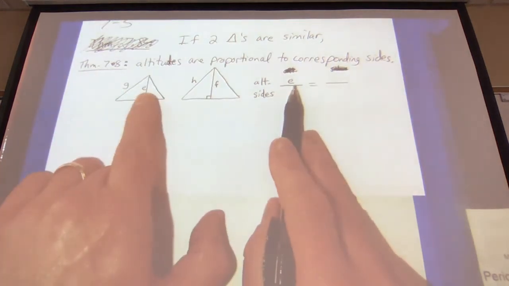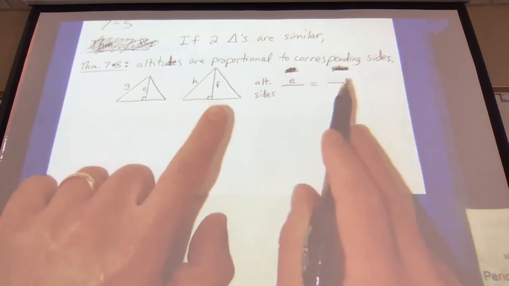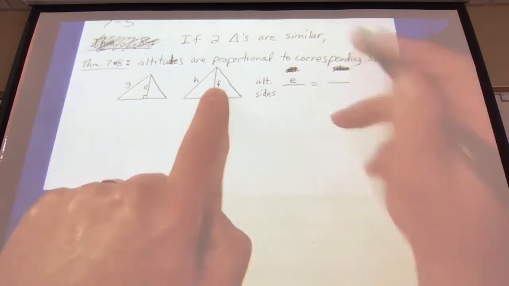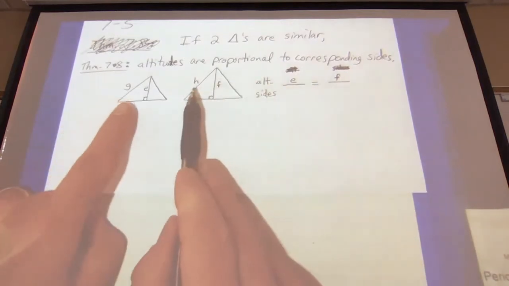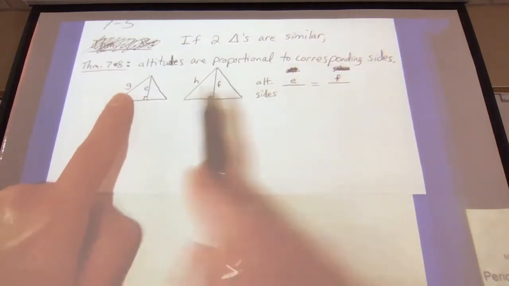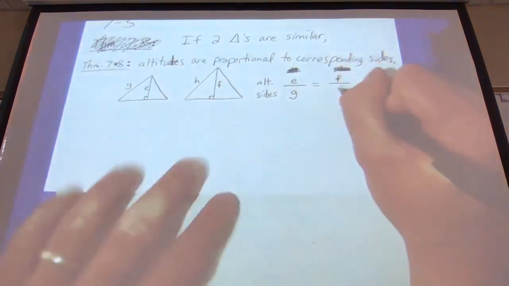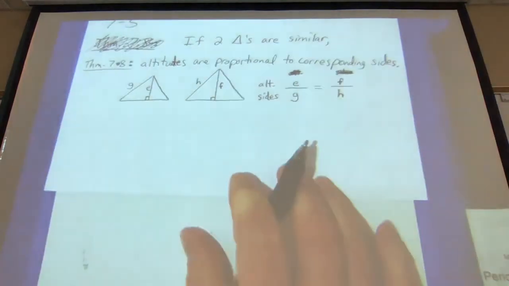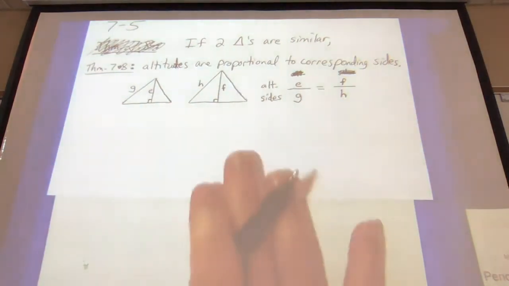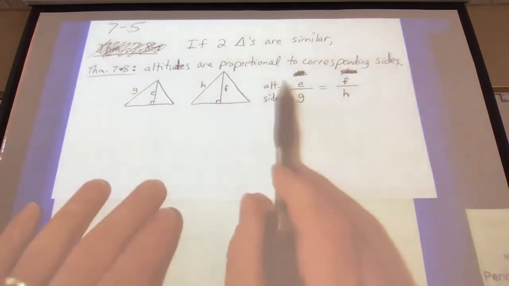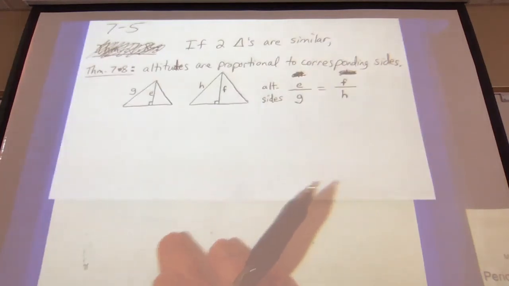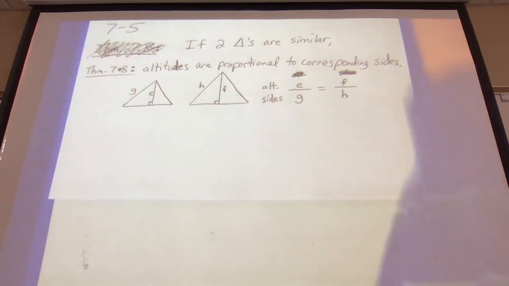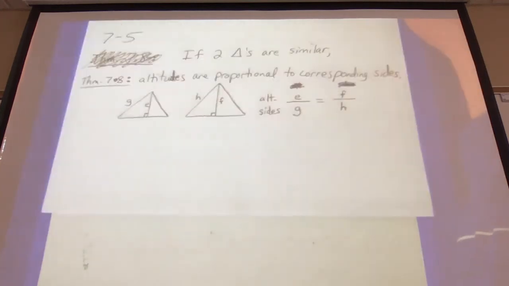So the altitude of our left-hand triangle is E. I'm going to match that up with the altitude of the right-hand triangle, which is F. That gives us our altitudes on top. They'll be proportional to the corresponding sides. The corresponding sides are G and H. Since G is from the left, I'm going to keep it on the left. Since H is on the right, I'm going to keep it on the right. And then just like we've been doing, once you have your proportion set up, you'll cross multiply to solve for that. We'll get into the actual solving here in a little bit. All right, there's our first theorem, 7.8.